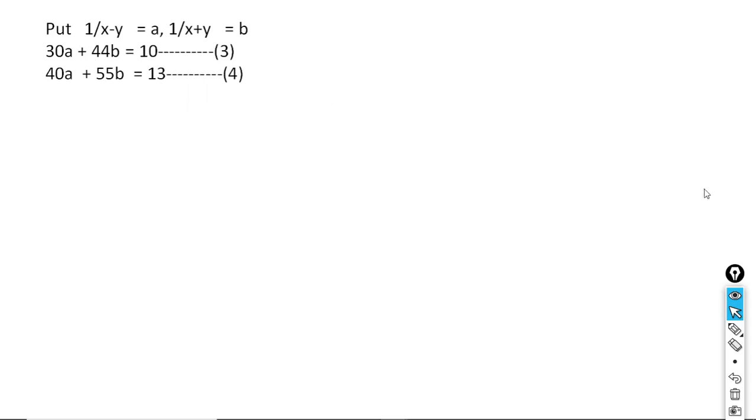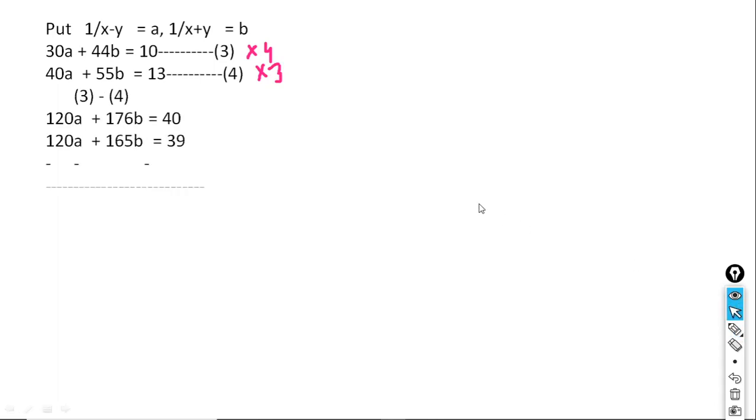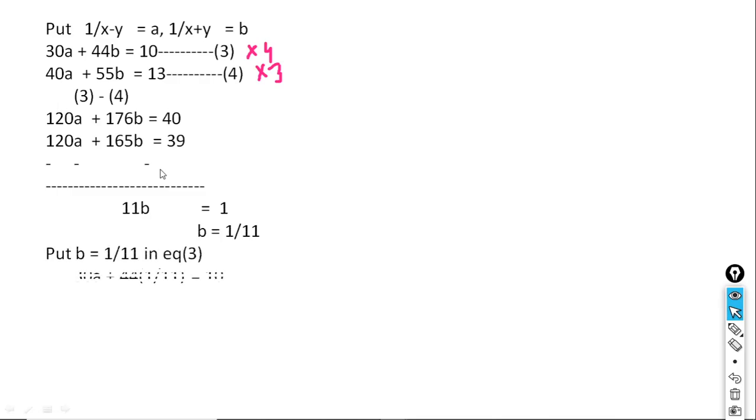Equations number 3 and 4 can be solved by multiplying equation number 3 by 4, because the LCM of 30 and 40 is 120, so we multiply the first by 4 and the second equation by 3, and then we do subtraction. We are able to find the values of a and b easily. 120a cancelled. We are left with 11b is equal to 1. Value for b is 1 by 11. Substituting this in equation number 3, value for a is 1 upon 5.